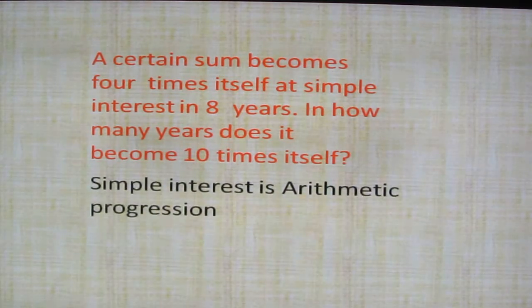So remember this, arithmetic progression. Simple interest is arithmetic progression. So 100 has become 400 in 8 years. What is 400 minus 100? 300. So 300 is my interest amount. To get 300, I have to wait for 8 years.